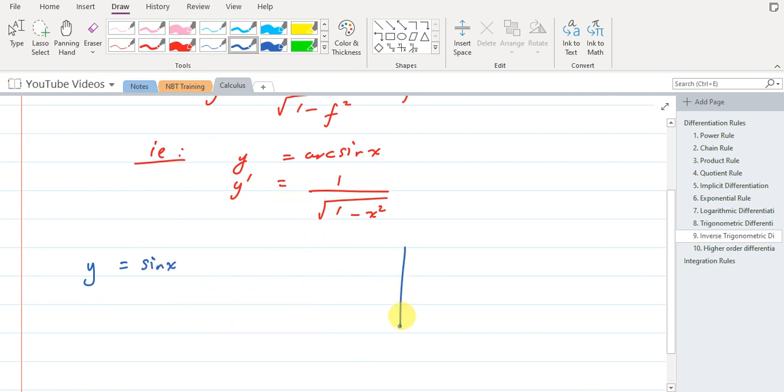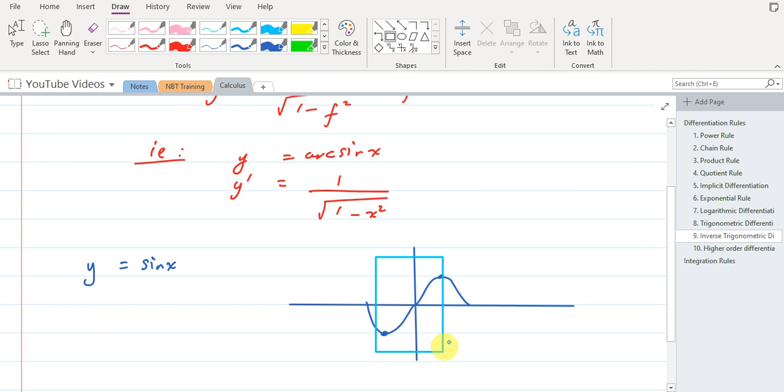Y is equal to sine x is a trigonometric function because the vertical line test cuts the graph once only, but it is a many to one function. For the inverse to exist, you can't have a many to one function, you need a one to one function. Let me sketch the sine graph between -1 and 1. To make this function 1 to 1, we need to focus on this block here.